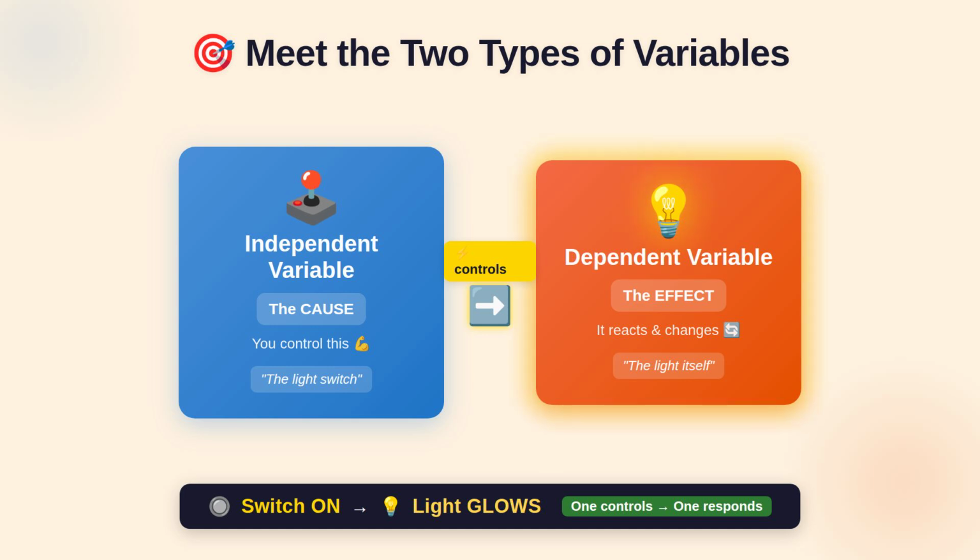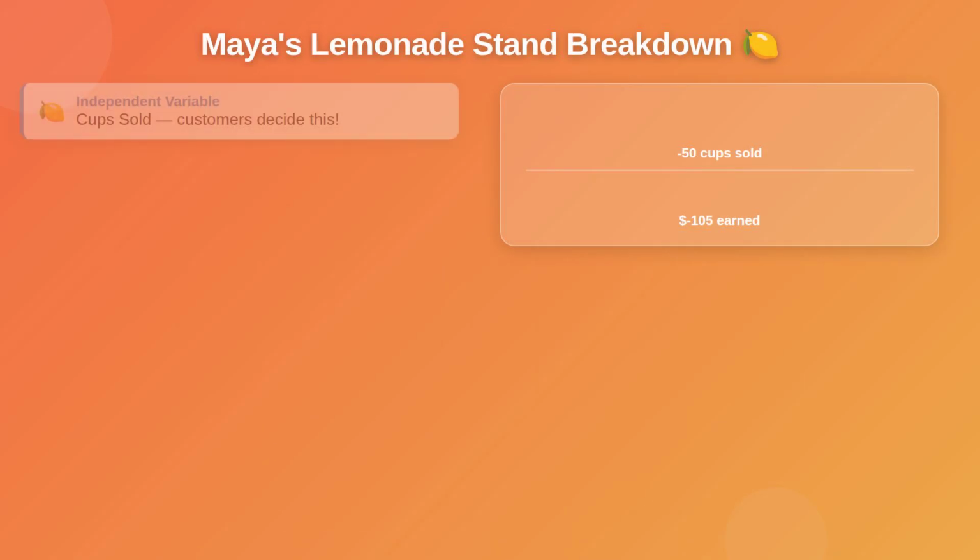Think of it this way. The independent variable is like a light switch. The dependent variable is the light itself. You flip the switch, that's independent. The light turns on, that's dependent. One controls, one responds. Simple as that.